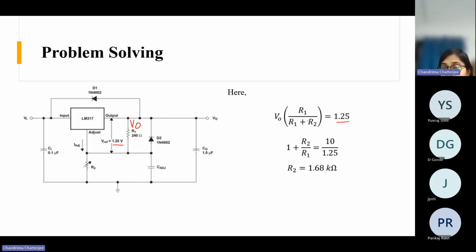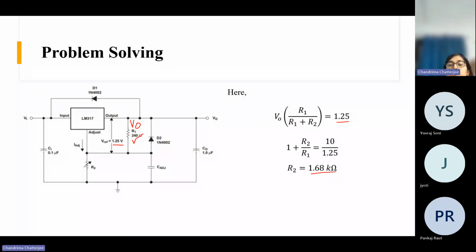And if you just rearrange it, we get 1 plus R2 by R1 is 10 by 1.25. So we already know the R1 value is 240 ohm. If you calculate, the R2 value comes out to be 1.68 kilo ohm. Okay. So this is a very simple problem.